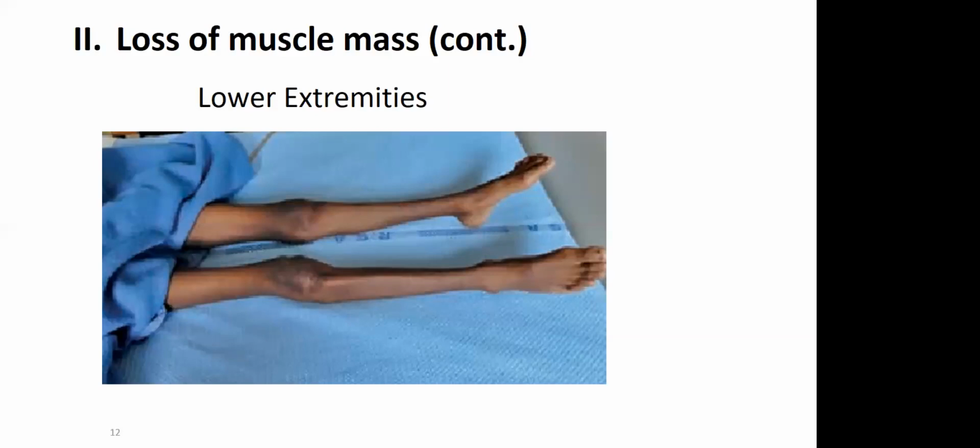there are some mixed reactions in this particular poll. We'll have another 30 seconds to allow people to vote and see how you would grade a +2 pitting edema in terms of duration. So probably we can end the poll and see from there.